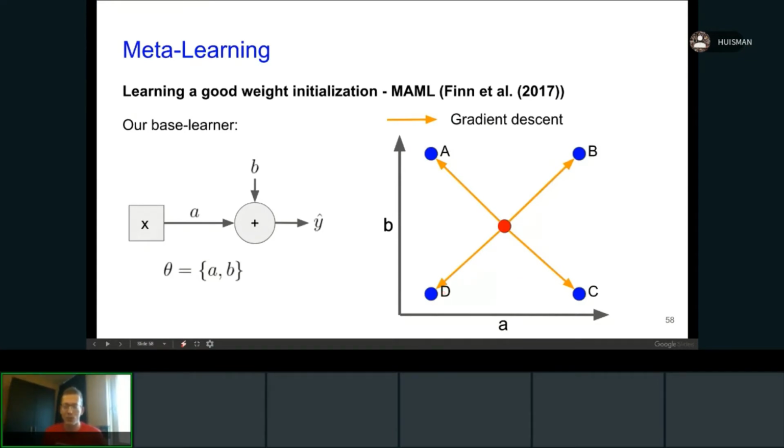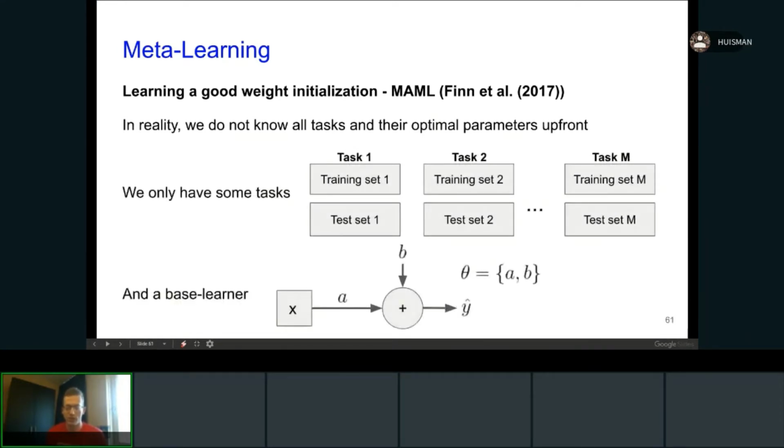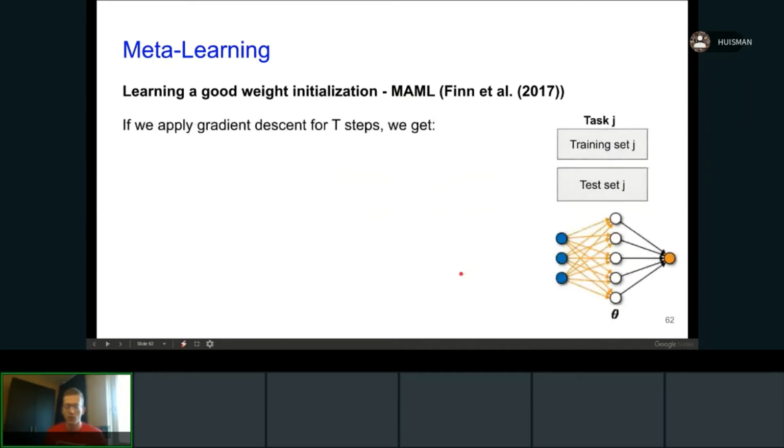But of course, in reality, we do not know all of these tasks up front, nor do we know their optimal parameters. So it's a bit more challenging, but what we do have is we have access to some tasks, and we also know our base learner architecture. And this is actually enough for MAML to find a good weight initialization theta from which we can quickly learn new tasks. So how this works is really by looking at what happens if you learn a single task. So suppose you are presented with a task J, and you apply gradient descent for, let's say, t steps. So what you get then is a set of updates. So your first update, your second update, until you have made t update steps. And then this represents your learned model. So we went from our weight initialization theta all the way to our learned model using gradient descent on this training set.